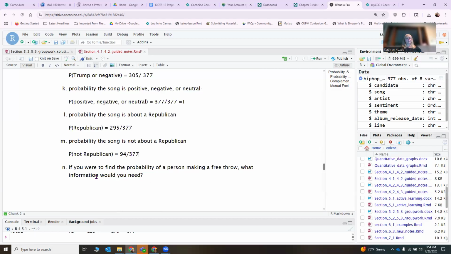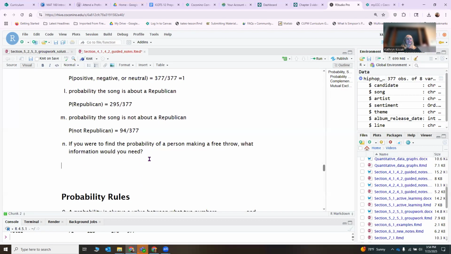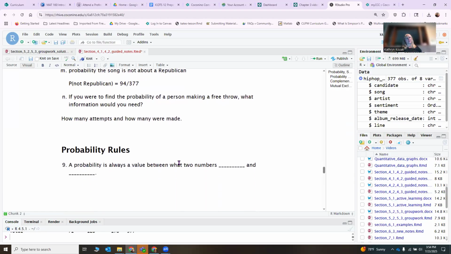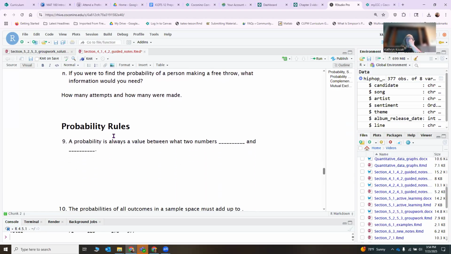All right. So if you were to find the probability of a person making a free throw, what information would you need? So this is just a totally different question. And I believe the information you need is how many attempts and how many were made. So that's what you want to look at, how many times did they try and how many did they actually make.